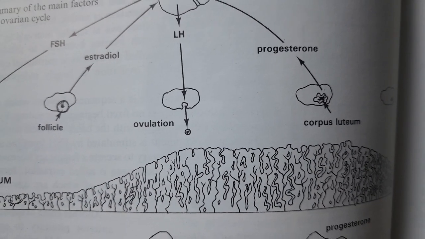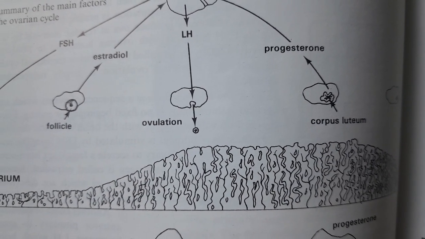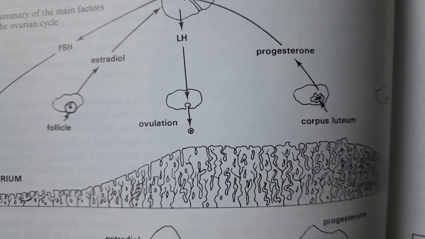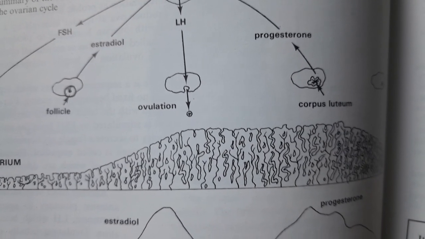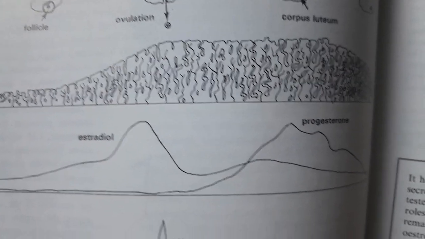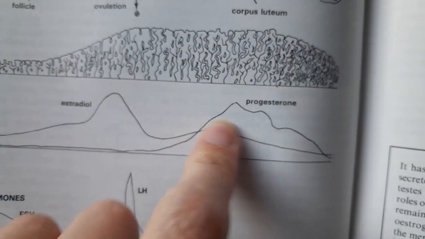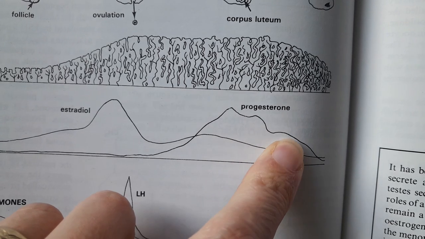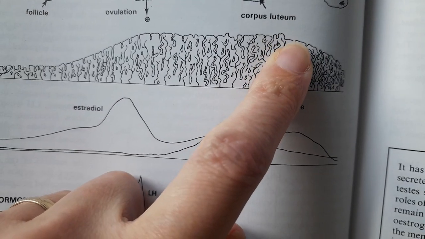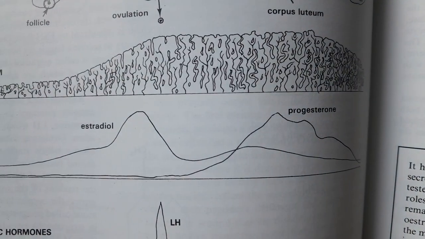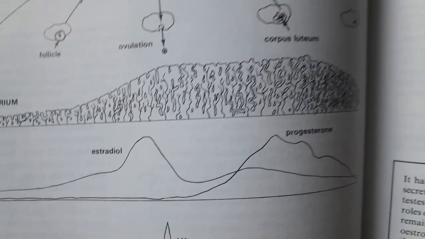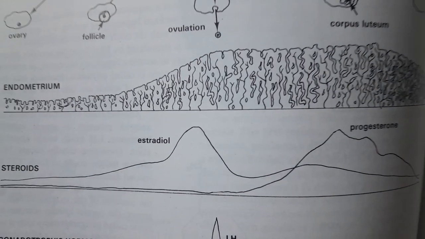So you've got your corpus luteum, this scar tissue, which starts to say, you know what, let's make progesterone. If you are pregnant, your progesterone levels continue on. If you are not pregnant, you can see your progesterone levels falling as the size of the lining of the uterus falls. So as the progesterone falls, you start to have a period.